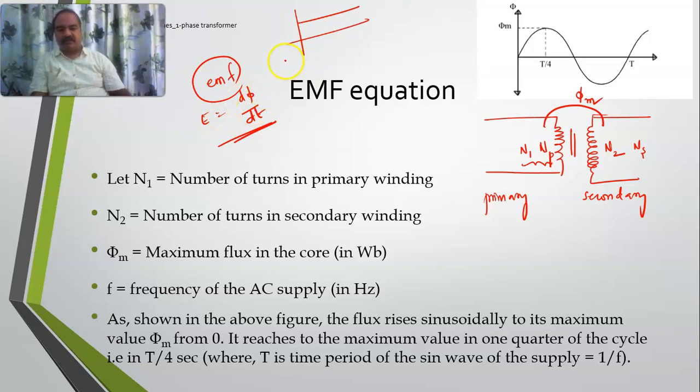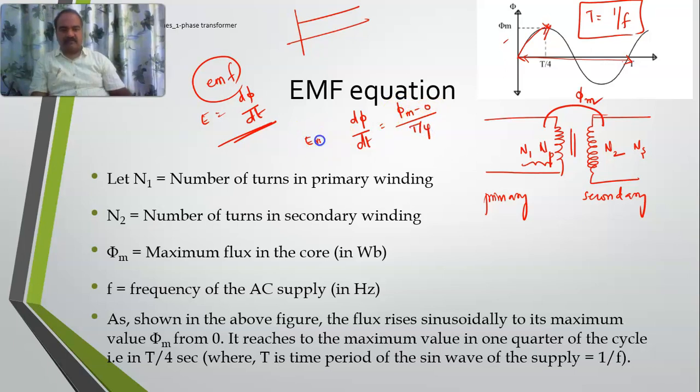Now your flux is sinusoidal in nature. This is how it varies. Let us suppose this is your time period, T. T is the time taken for one complete cycle, which is normally given by 1 by f. What is the maximum change, from 0 to phi m? Looking at d phi by dt, the flux varies from phi m to 0 in a duration of T by 4.